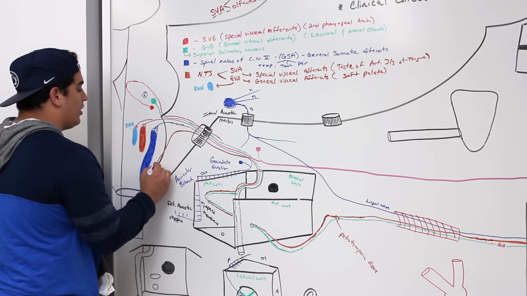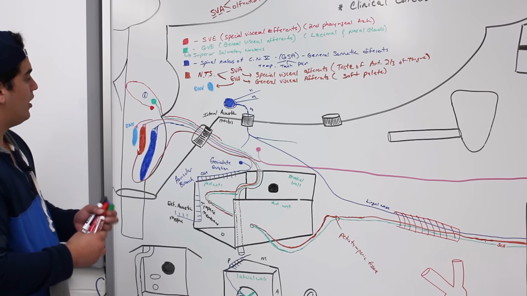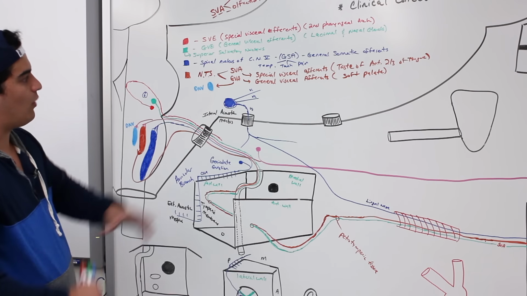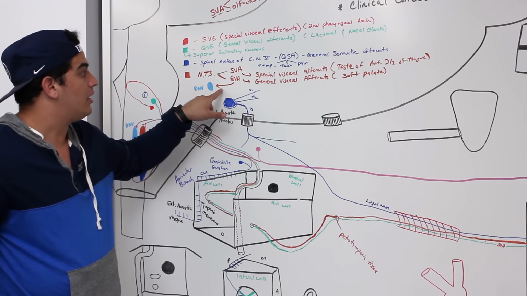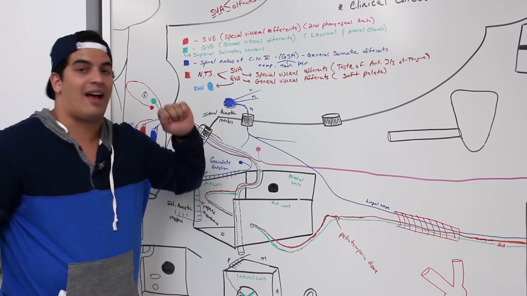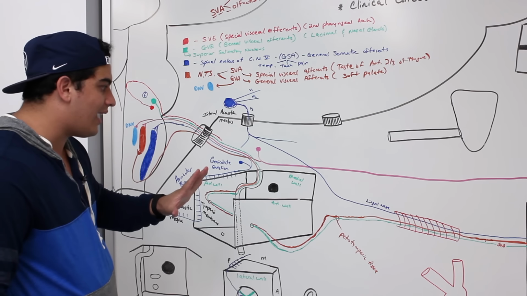They should go to the nucleus tractus solitarius, right? Why? Because we said nucleus tractus solitarius receives SVA fibers and GVA fibers. The SVA fibers are the special visceral afferents, which are the taste of the anterior 2/3 of the tongue. Sweet deal. So we got that.